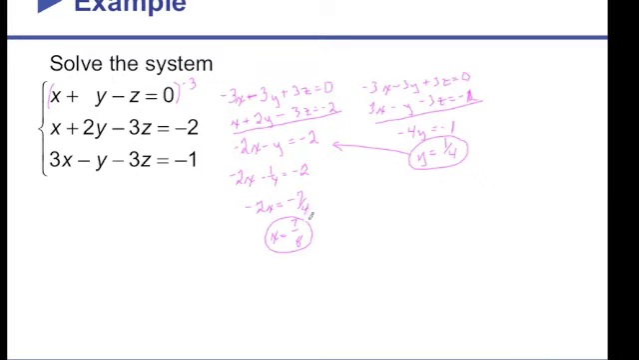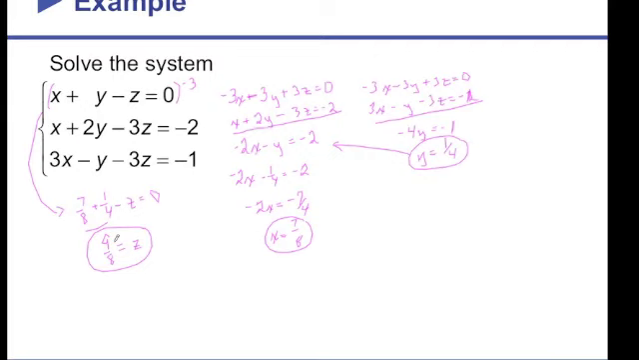Let's take both of those values and fill it in the top equation. So 7/8 plus 1/4 minus z equals 0. Well, adding these two together, 1/4 is the same as 2/8, so I'll have 9/8 equals, add the z to both sides, equals z. And I now have all three solutions.